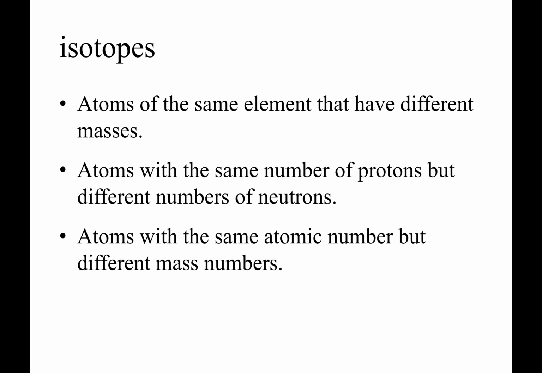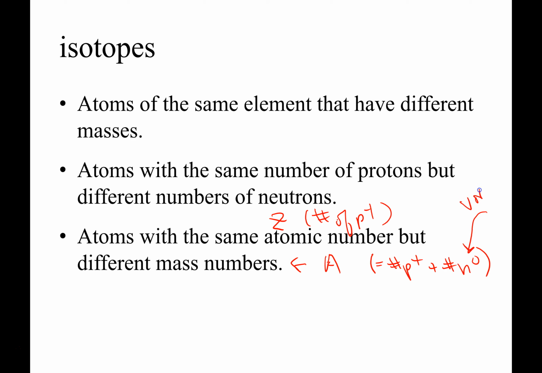So an isotope will have the same atomic number. I'll write it on my slide. Remind yourself what atomic number is. The symbol for atomic number is Z, and that's the number of protons. But we'll have different mass numbers. The symbol for mass number is A, right? And mass number is the number of protons plus the number of neutrons. And this, my friends, is what varies.